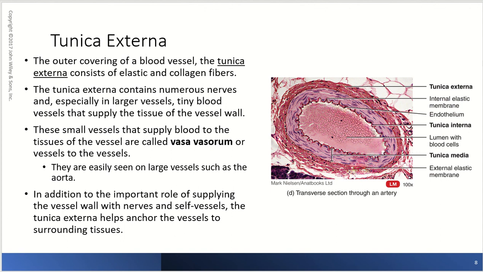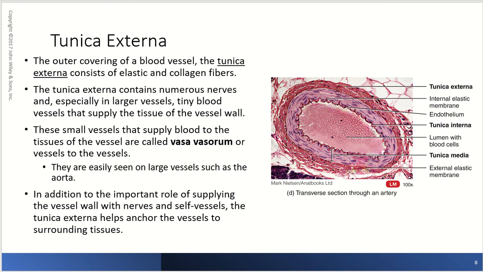Our last layer of blood vessels is going to be called the tunica externa. This is the outermost layer of our blood vessel. You can see that here. It's a nice big section of an artery. This dark outer layer is our tunica externa. This is going to be made up of elastic and collagen fibers.